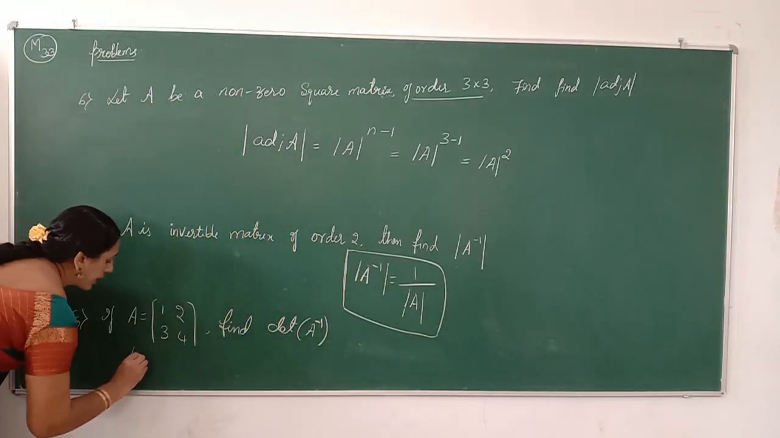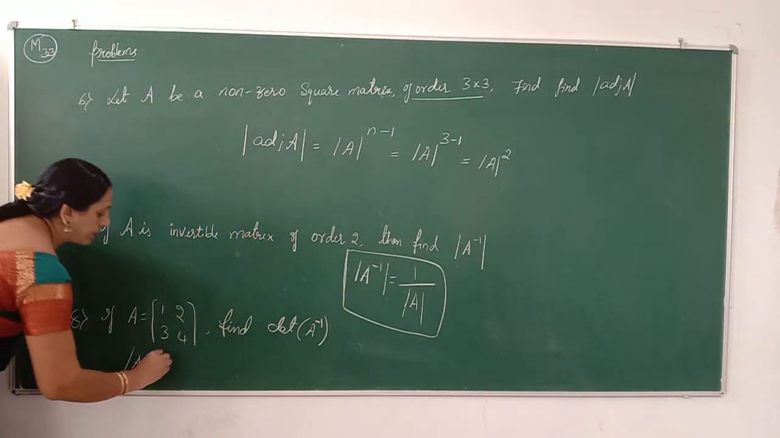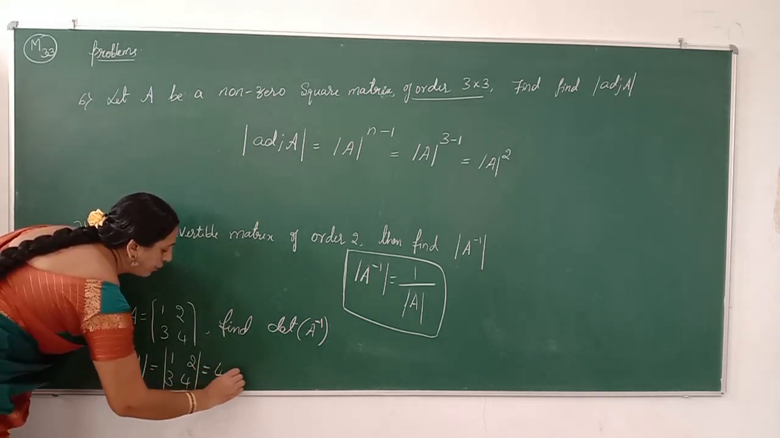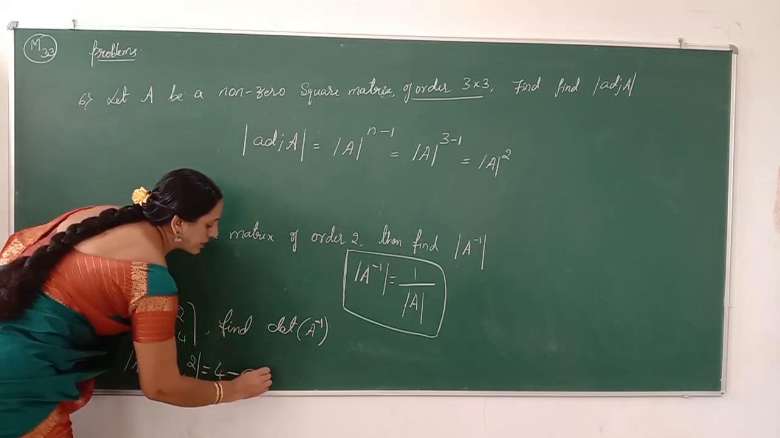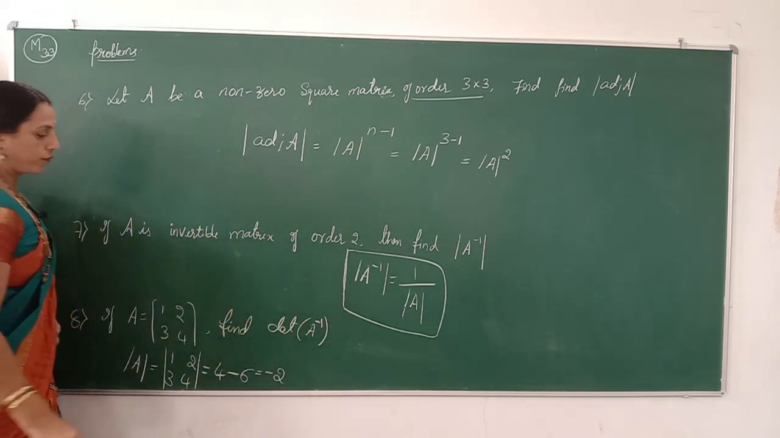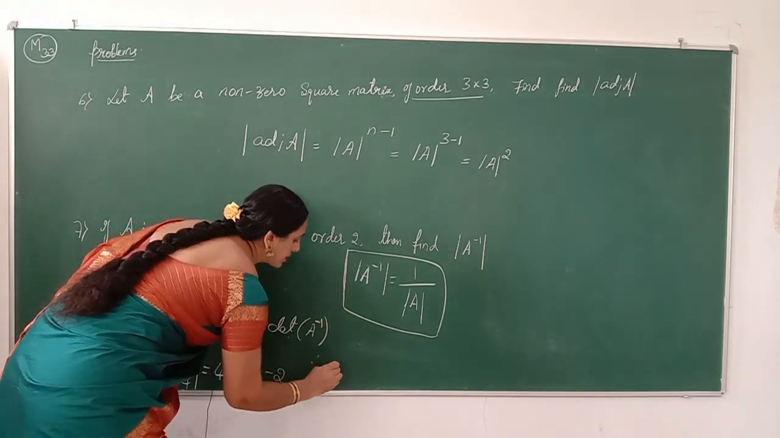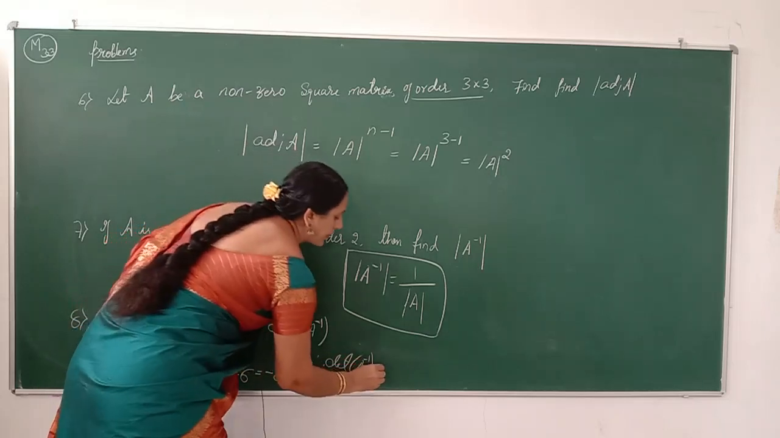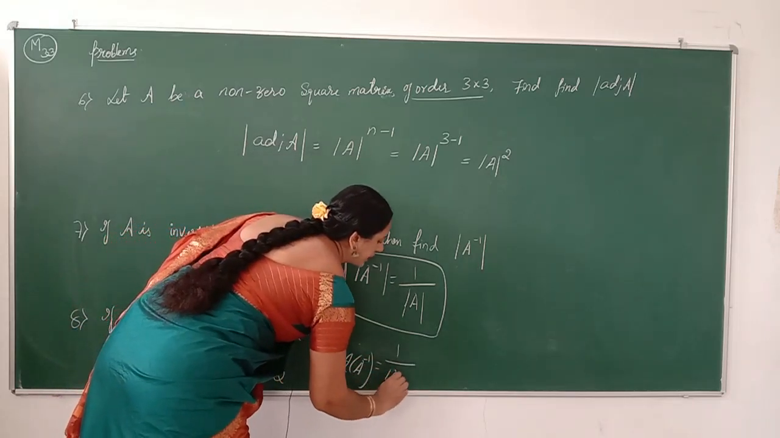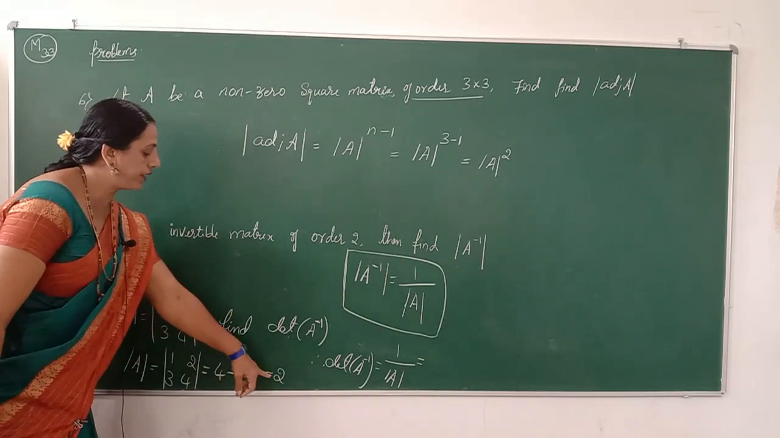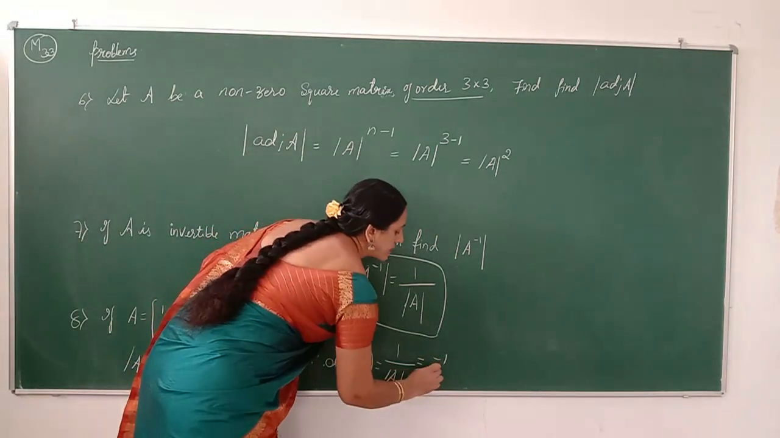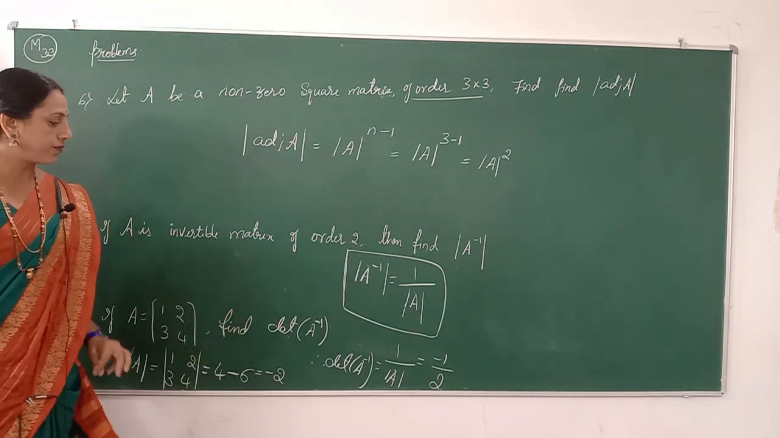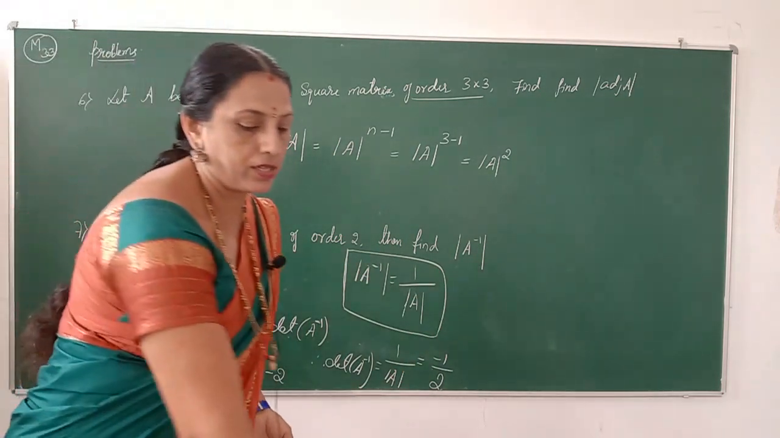Therefore first we'll find the determinant of A. Determinant is 1, 2, 3, 4. Left diagonal is 4, minus right diagonal is 6, that is minus 2. Therefore determinant of A inverse is equal to 1 over determinant of A, that is 1 divided by minus 2, which can also be written as minus 1 divided by 2. So that is the value of the determinant of A inverse.